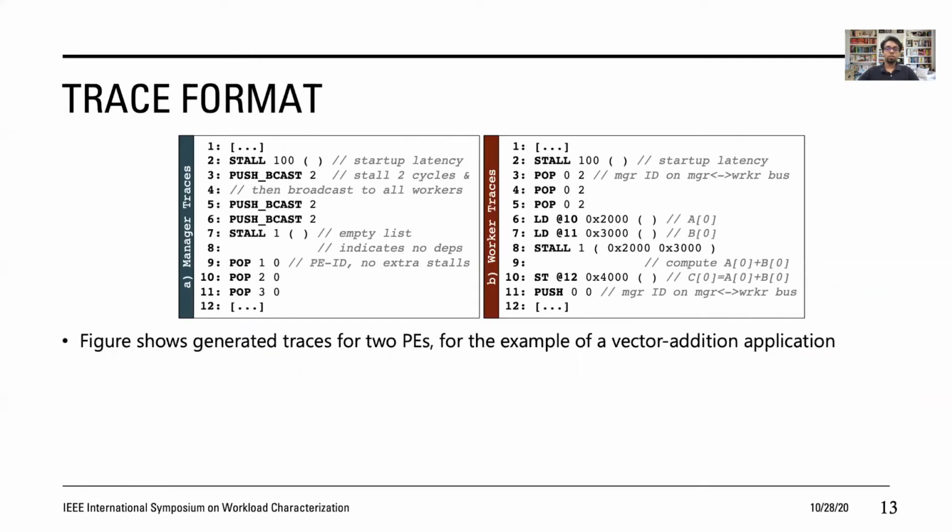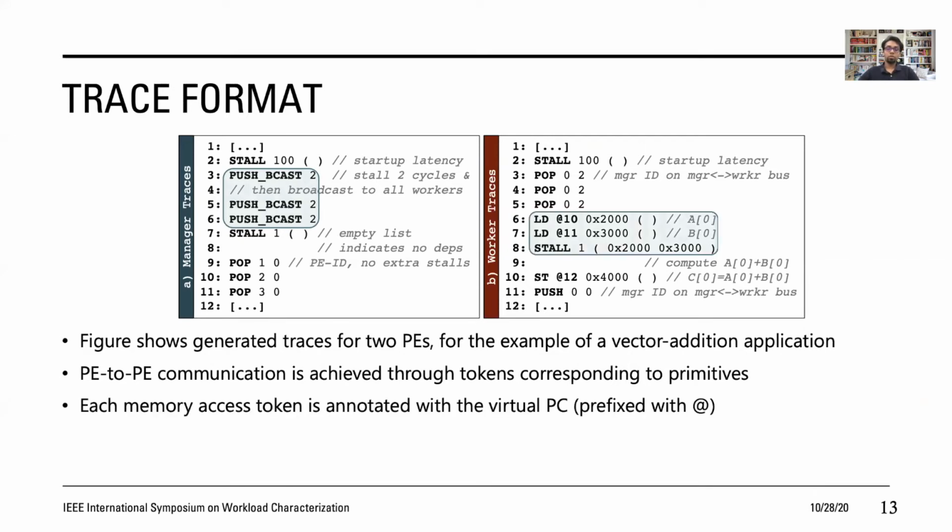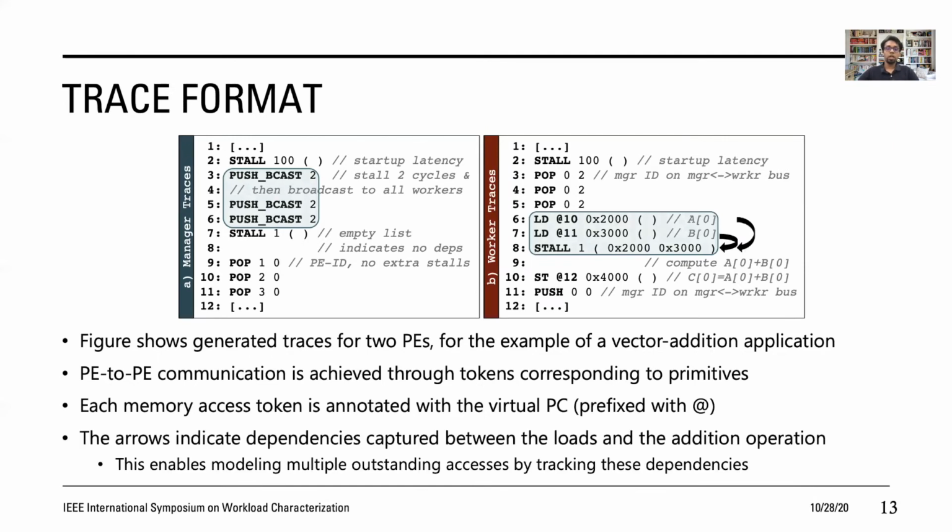Example traces are shown in this figure for two PE types in a target architecture. Our trace format captures the key pieces that we identified previously to be missing from prior work. For example, P2P communication using the push bcast primitive shown here, program counter tracking by annotating loads and stores with virtual program counters, and finally, dependency tracking by maintaining a dependency list next to each token.